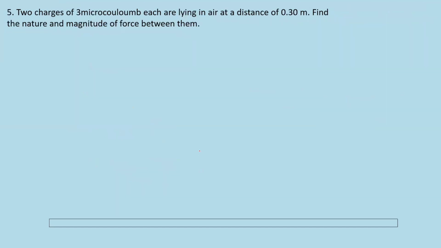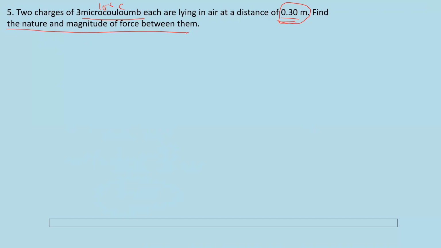Next, let us see: two charges of 3 microcoulomb. Microcoulomb means 10 to the power minus 6 coulomb, right? Each is lying in air at a distance of 0.30 meter. So this is the separation between the two charged bodies. You are asked to calculate the nature and magnitude of force between them.